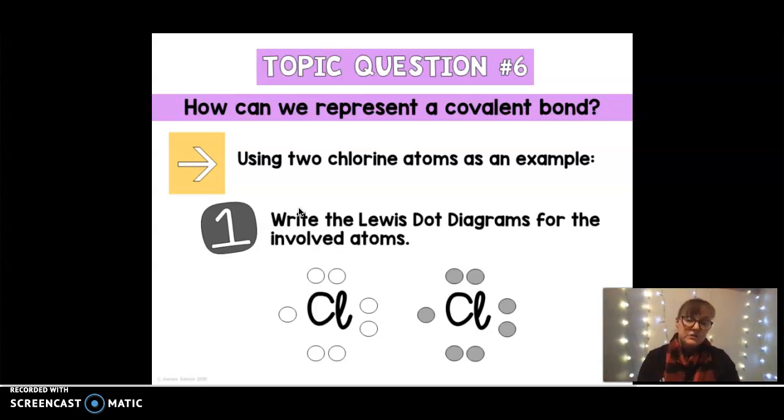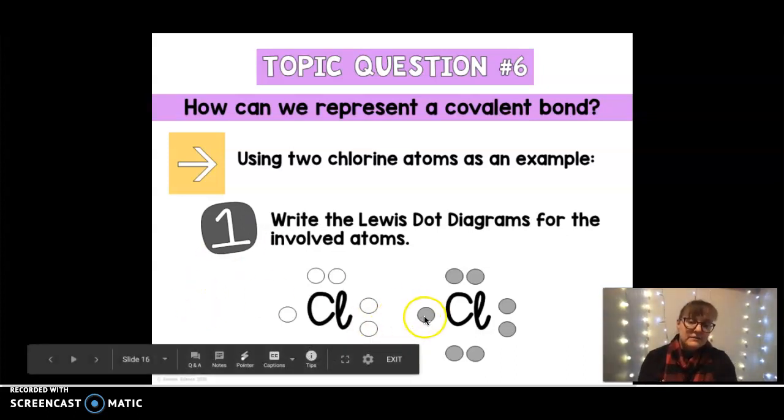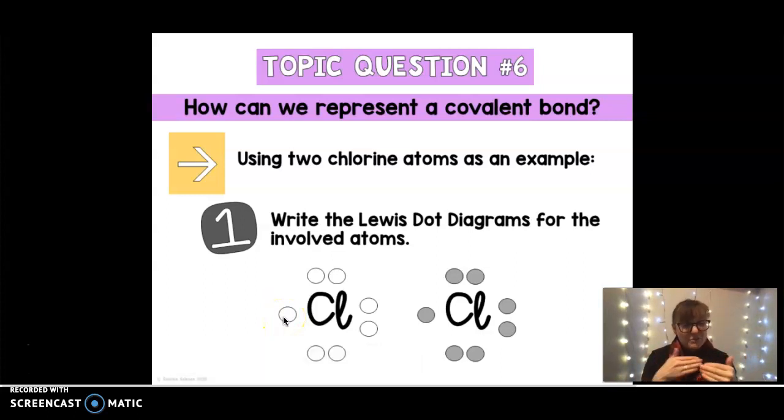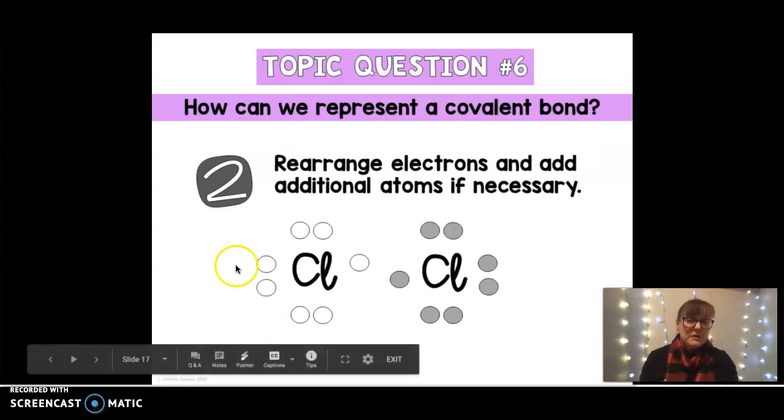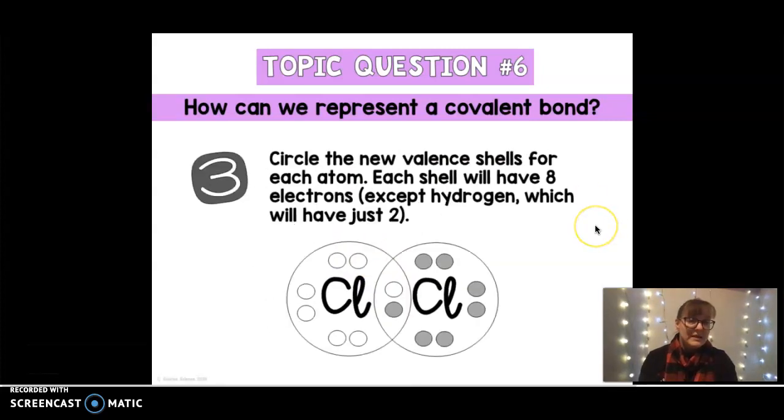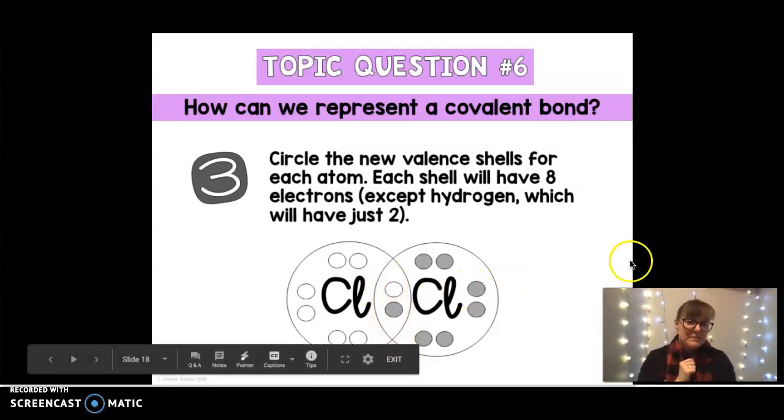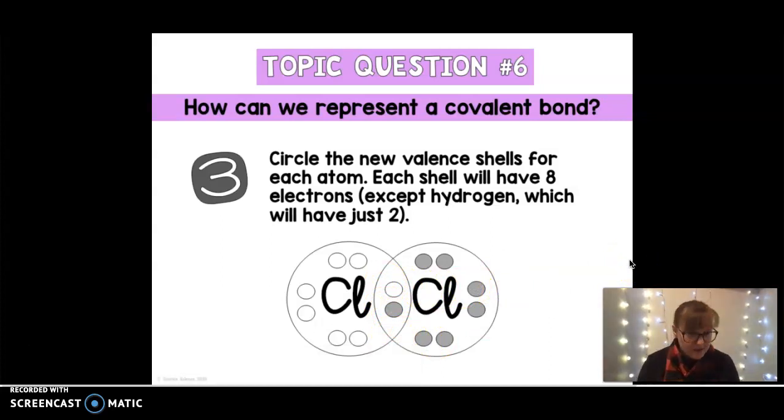So if we did 2 chlorine atoms, you see that we have 1 by itself here and 1 by itself over here. So those 2 are the ones that we need to put together to share in our bond. So if we rearrange our dots so that our singles are together, we can now show them with a circle around all 8 of the dots, with these 2 being shared by both of them. Will you have to draw all of these dots and circles? Absolutely not. But that explains it so that you understand why it's happening.